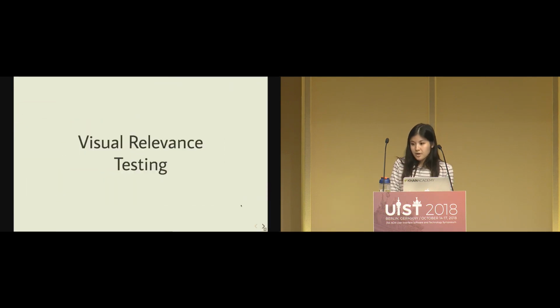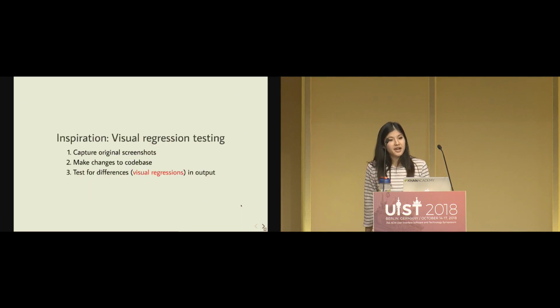Great. So how do we implement this? We call the underlying technique we use visual relevance testing. And it's based on a software testing approach called visual regression testing, which is often used for user interface code bases.